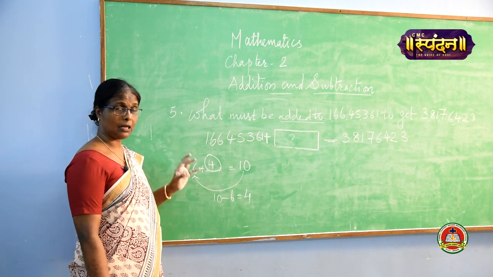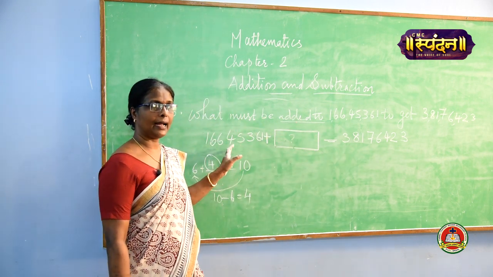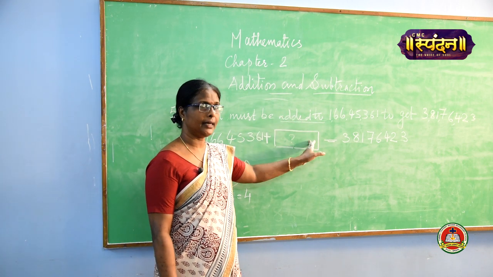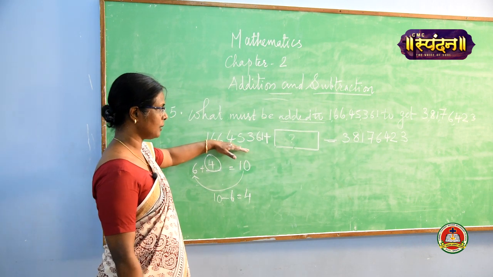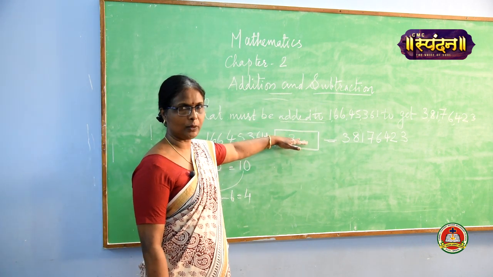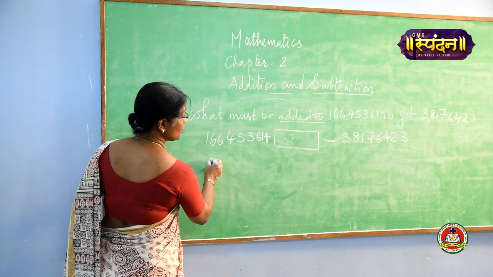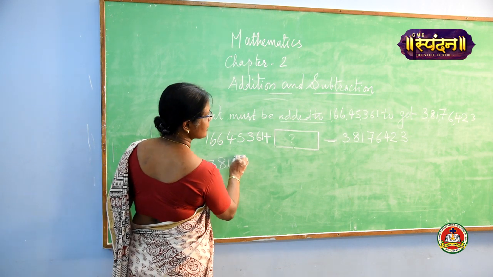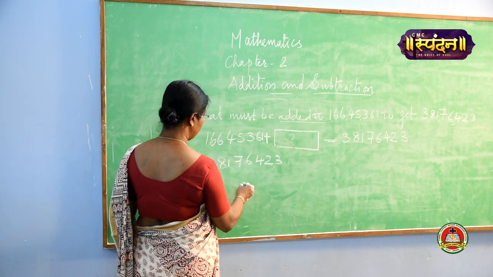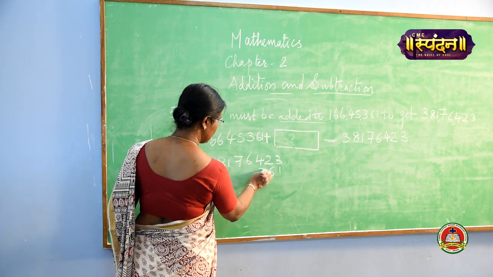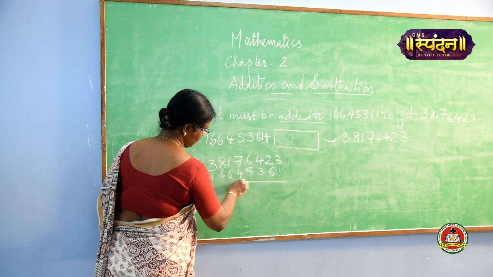The same principle you have to follow here. We know the sum, we know one of the addends, we want to find the other addend. So you have to subtract this number from this number to find what number has to be added. Let's see. That is 3,81,76,423 minus 1,66,45,361. I am going to subtract it.